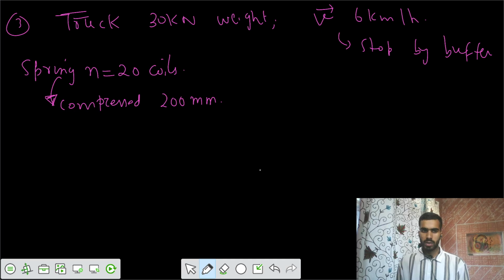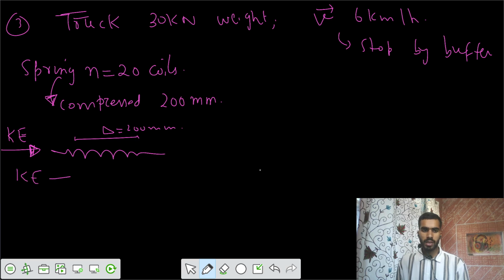So there's some spring. You are applying a load. You are applying some energy in the form of kinetic energy of that truck, and it's getting compressed by some delta equals to 200 millimeter. So I would say kinetic energy is getting stored in the form of strain energy in the spring.